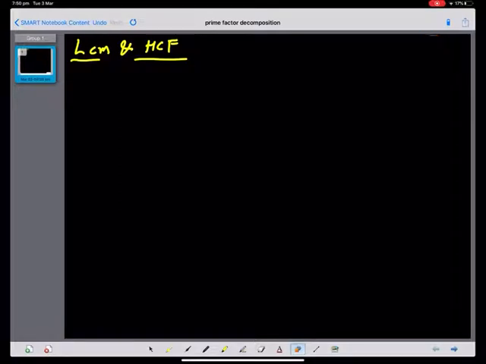Let's get rid of this. Okay, I want you to find the highest common factor of 10 and 15. Highest common factor and lowest common multiple. Pause the video, please. Okay, hopefully you can do this.